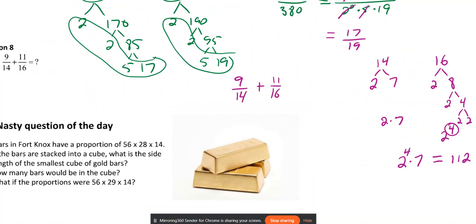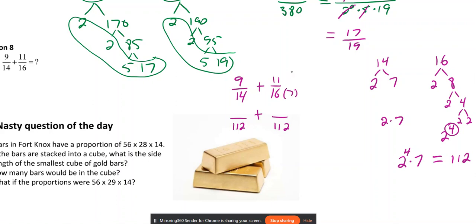14 and 16. All right, so what we're going to do is write this as something over 112 plus something over 112. Then I have to figure out what I actually had to multiply 16 by to get to 112. Let's just go 112 divided by 16 to make life easy. So 7, right? So I had to multiply that by 7.